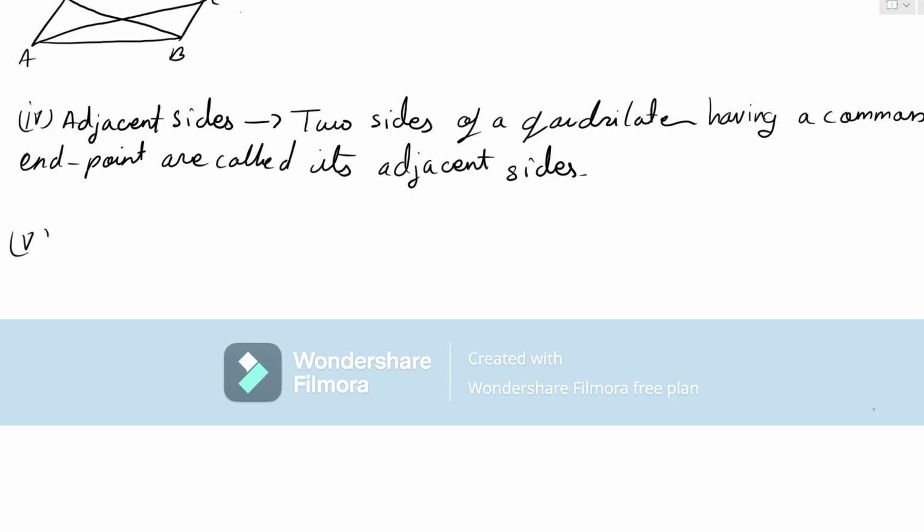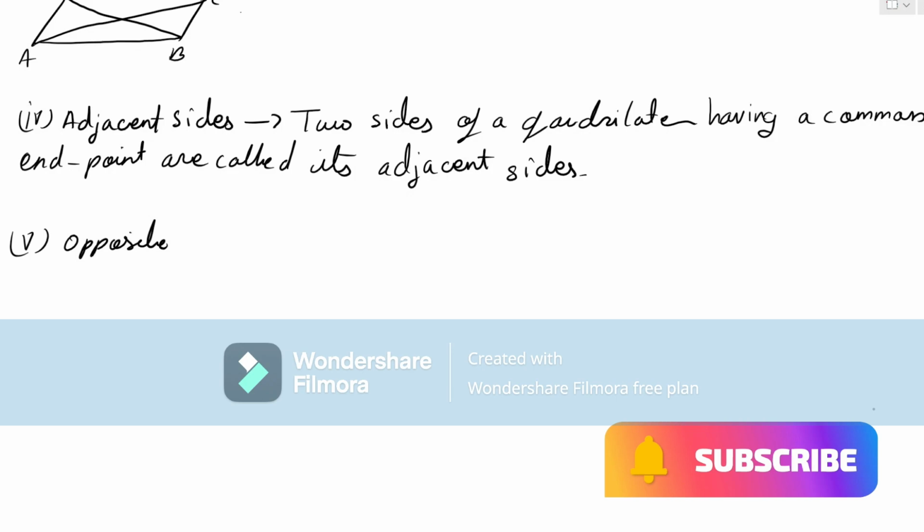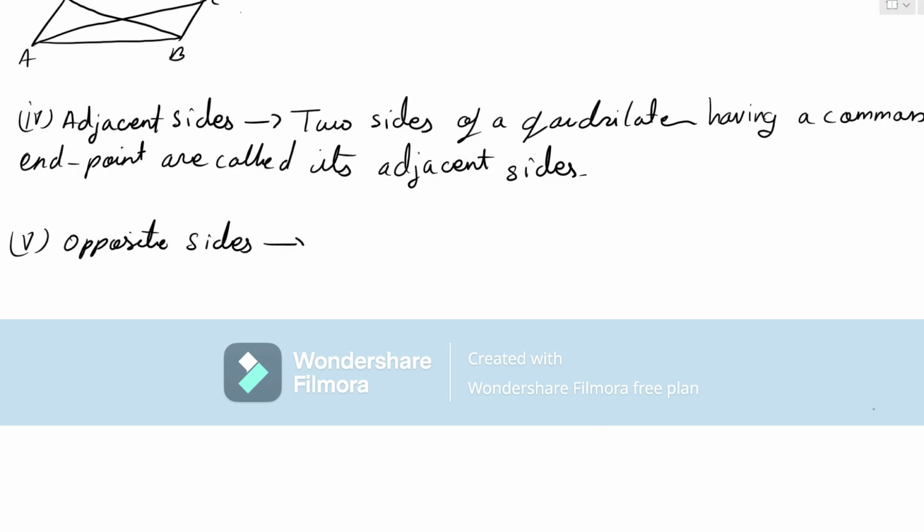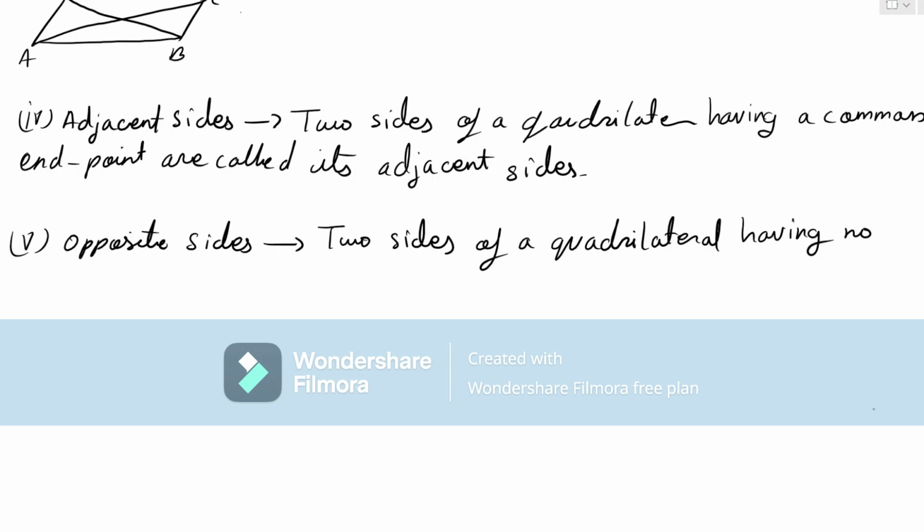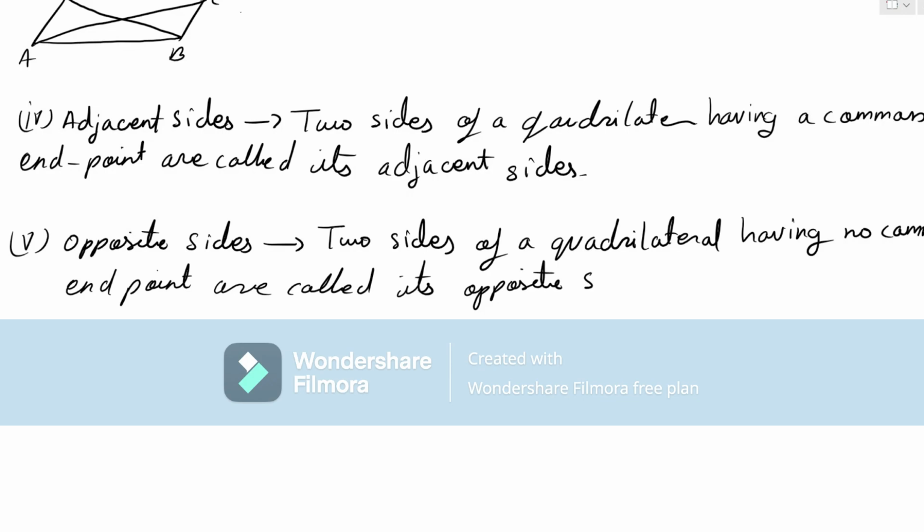Now fifth, opposite sides. Two sides of a quadrilateral having no common endpoint are called its opposite sides. Now that's all you guys need to know.